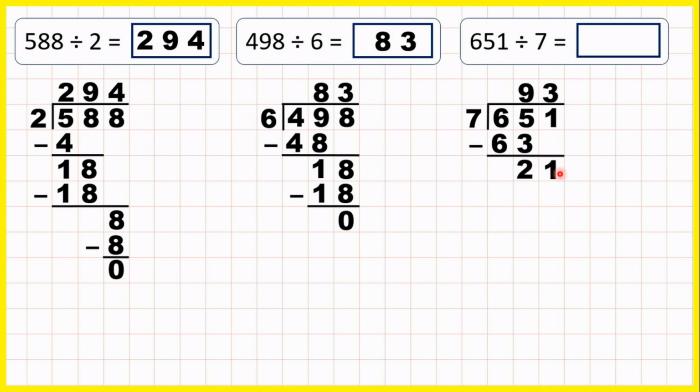But if we want to show that there's no remainder, we can subtract the 21 from 3 times 7 and get 0. So 651 divided by 7 is 93.